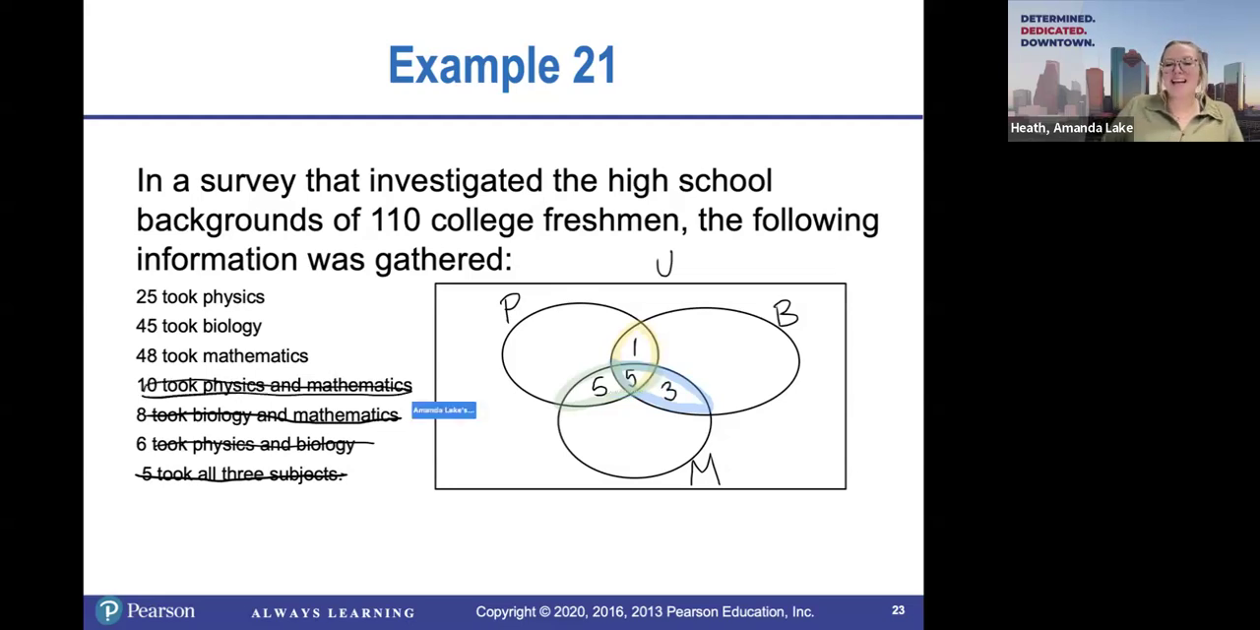All right, so 48 total took math. So I know that this big circle here is going to have 48 in it. I already have 5, 5, and 3, so 13 students counted for in the math section. So if I do a little mental math here, 48 minus 13 is going to be 35. So there are 35 students who took math, but not physics and not biology.